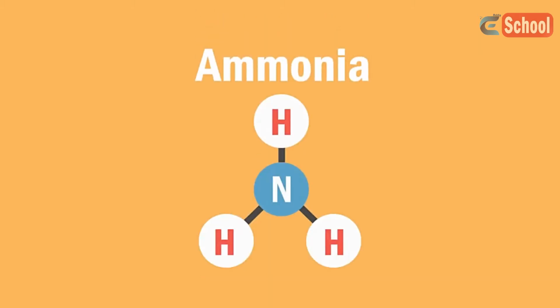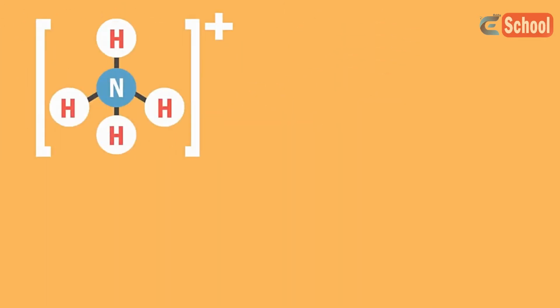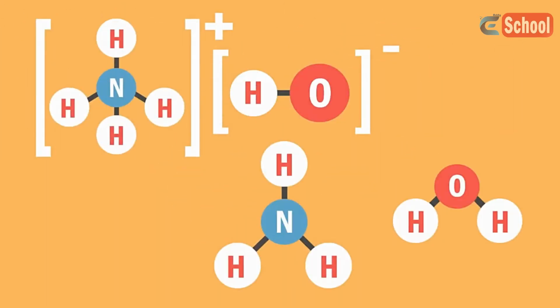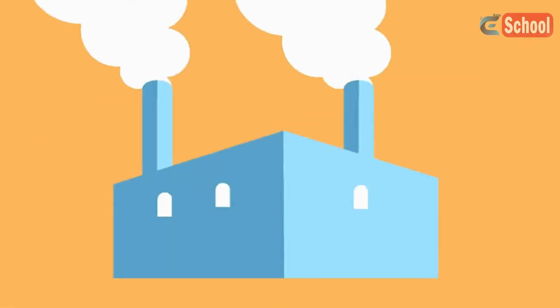You have likely produced ammonia in the laboratory from the thermal decomposition of ammonium chloride or from the reaction of ammonium and hydroxide ions. Have you ever wondered how ammonia is produced on an industrial scale?